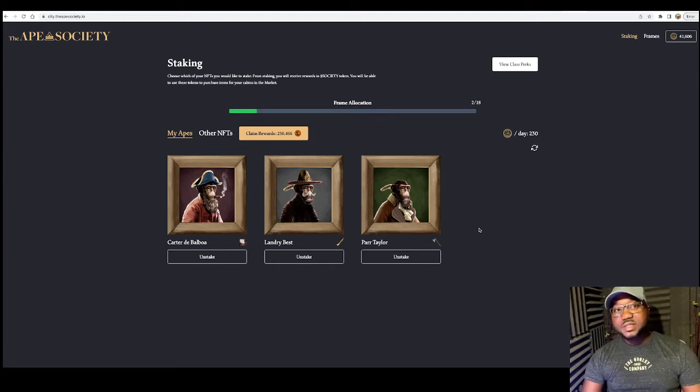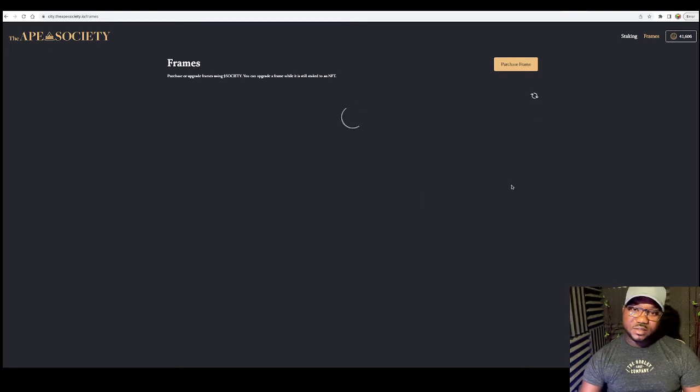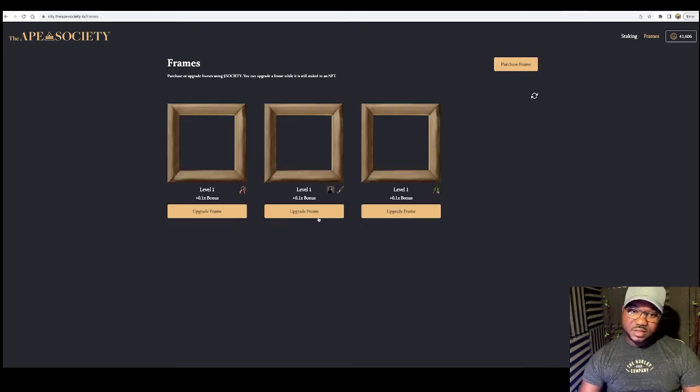But another interesting thing about these frames is that you can actually upgrade the frames. So here, if I go back to frames, you can see where it's saying that I can upgrade. So I've upgraded to level 1. When you upgrade your frame, there is what they call a cooldown period.